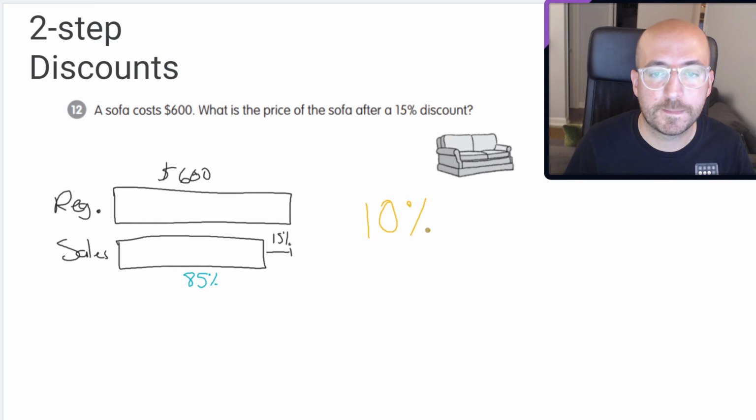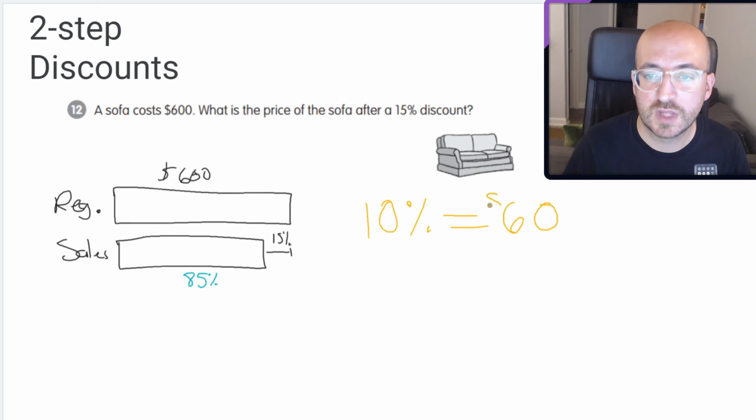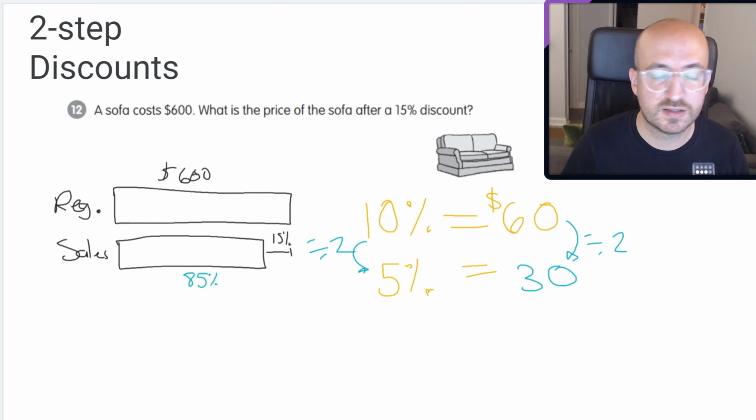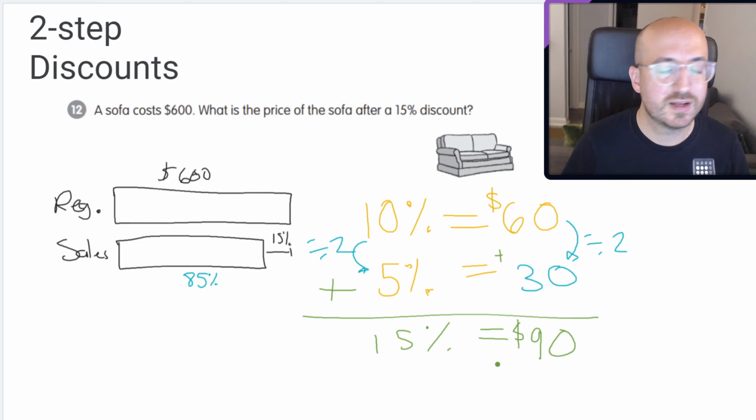So let's find 10% of 600. You know that? It's 60. A 10% discount would be $60 off of that, but it's going to be 15. Now, what I would do is do this. Well, if 10% is 60, what's 5%? Just divide by 2. That's kind of a nice way to get to that. $30. So if 10% is 60, 5% is 30, what would 15% of 600 be? Add it up. $90. Cool. Are we done? $90 discount. We're done, right?